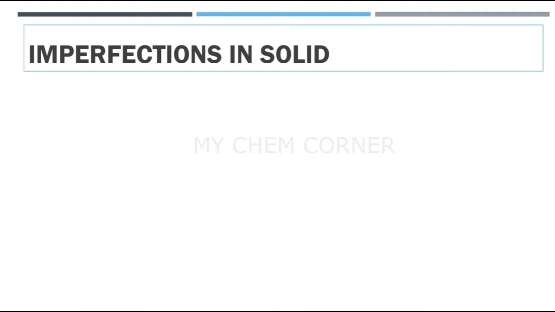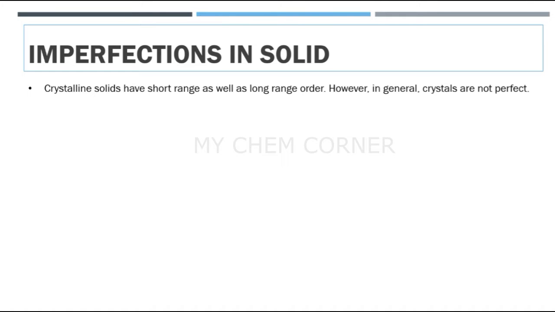So let's move into the topic, which is imperfections in solids. Here, when we've learned about crystalline solids and amorphous solids, these imperfections, as the name says, are observed in crystalline solids. We've learned that crystalline solids have a short range as well as a long range order. But in general, these crystals don't have a perfect structure. They are not in perfect geometry.